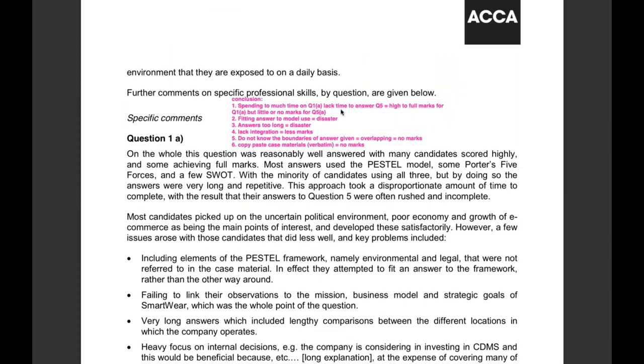So basically, from all this, these are some of the conclusions that I have made from going through this examiner's report. Spending too much time: what happens is that they comment on each and every question that students spend a lot of time answering question number 1. Most of them get high marks, but at the end, they are not able to answer question number 5, so they get little marks there. Then they try to fit the answer to the model used, which results in disaster. Answer too long, also disaster. Lack of integration, less marks. Do not know the boundaries of the answer given, overlapping, and no marks.